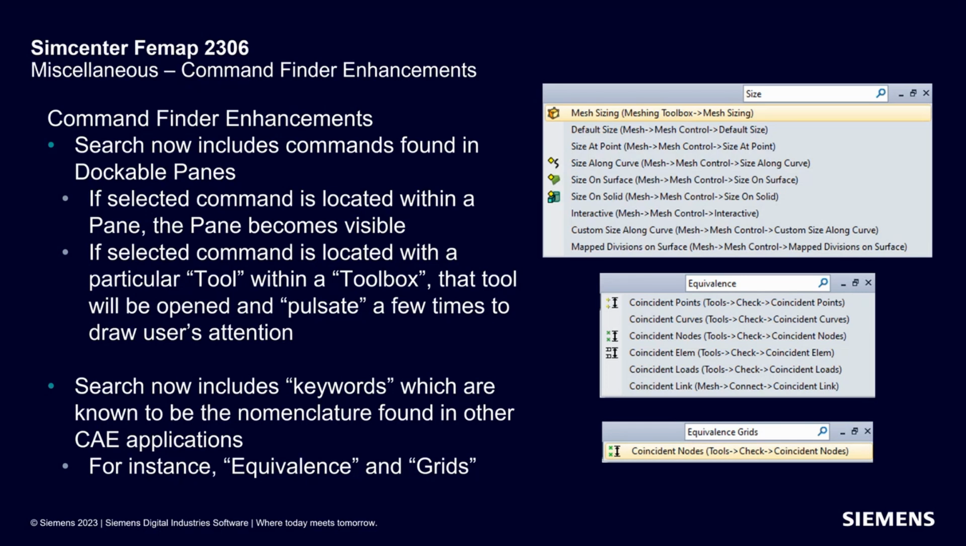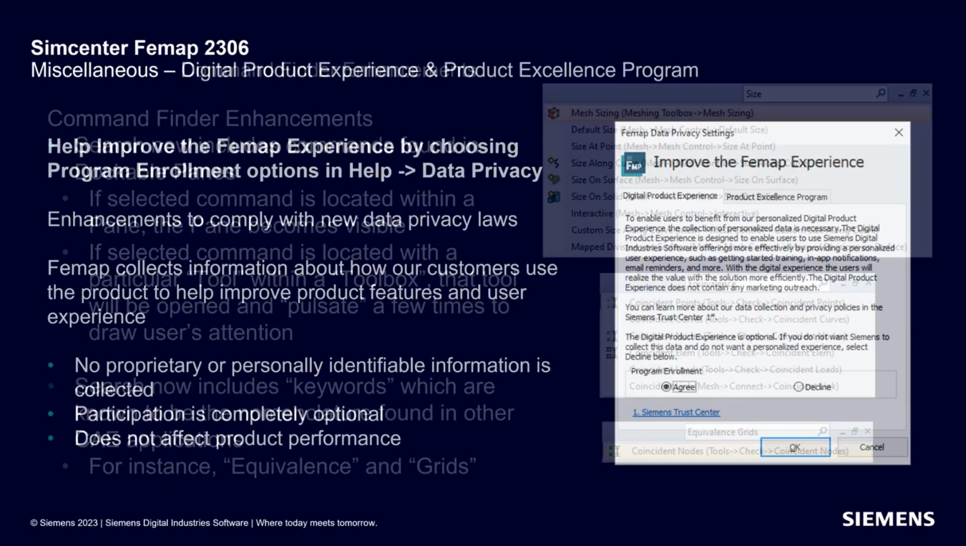And the other thing is that initially, if it was not in the menu structure, it just wouldn't find it. So now it can actually find keywords and items in toolboxes. And if it does find that, it'll bring it up and pulsate for you, like, hey, look at me, this is what you want to be doing.